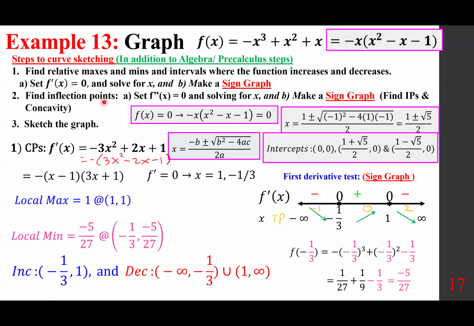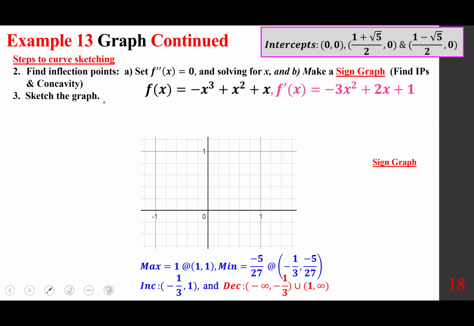The next one is to find inflection points. So first, since we are going to go to the next page, I want to write the original function, f prime that we found, the intercepts, maximum, minimum, intervals of increasing, decreasing. This is the information from the previous page. And now we're going to continue by finding f double prime.